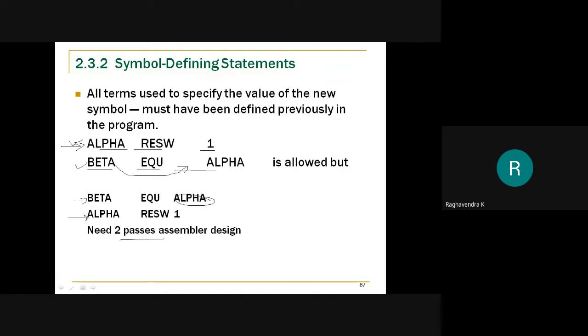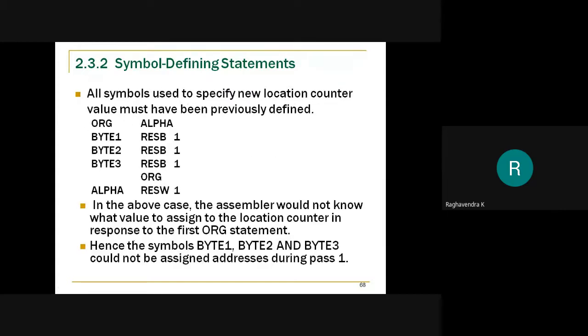So it may take more than 2 passes over the program in order to assign a value to it. Okay, so this is one thing that you need to ensure, that whatever value you are equating to or whatever value you are using for resetting the value of the location counter, that value should be already defined. Means the statement should be ahead of calling org. Okay, so this is one thing that we need to ensure.